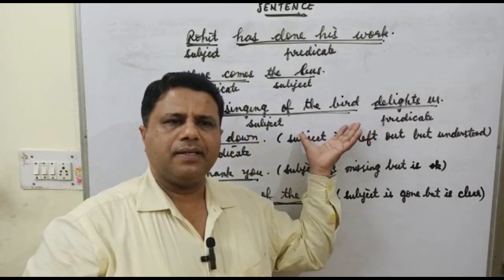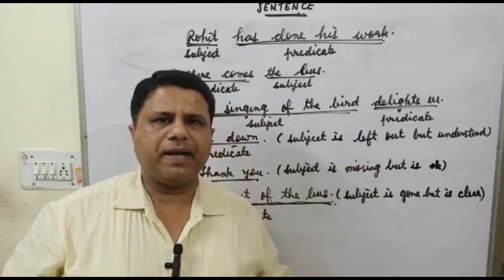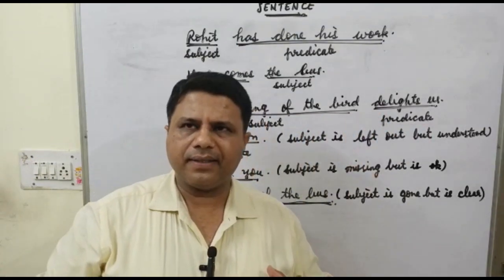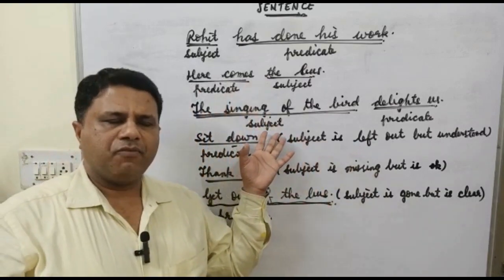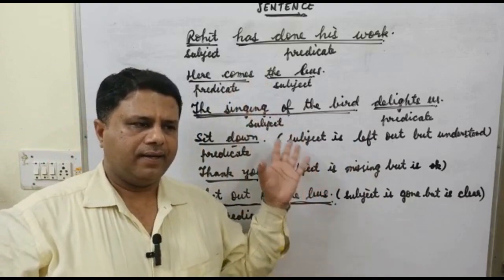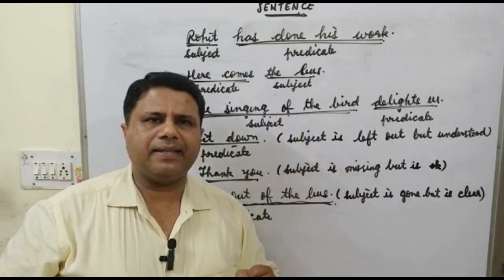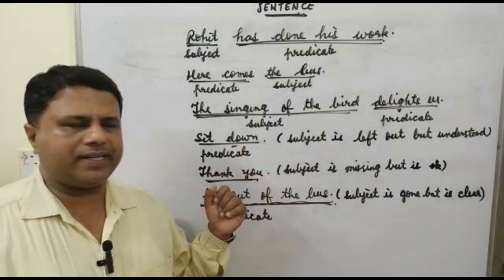And what happens? It delights us. We become very happy to hear the songs of the birds. So these are the three sentences where the subjects are there. It can be in the beginning or it can be at the end. Now look at the next three examples.